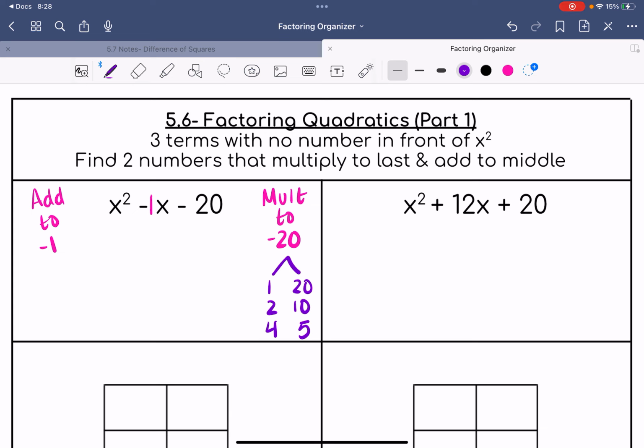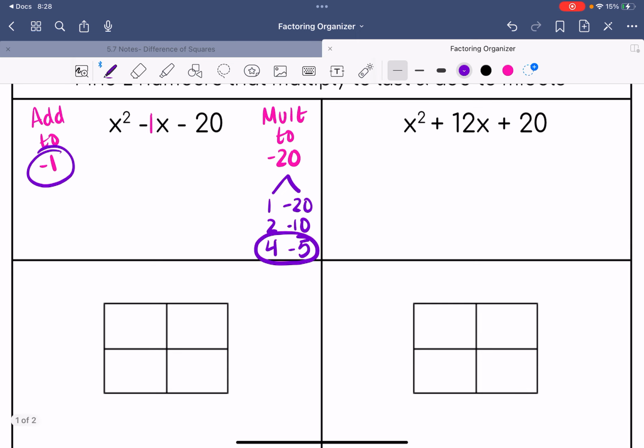I also know I need to add together to be a negative, so I'm going to make the bigger ones negative, make the more powerful ones negative. Now that I've done that, I can pick the pair that adds to -1, and that would be 4 and -5. So my answer here is going to be x plus 4 times x minus 5.